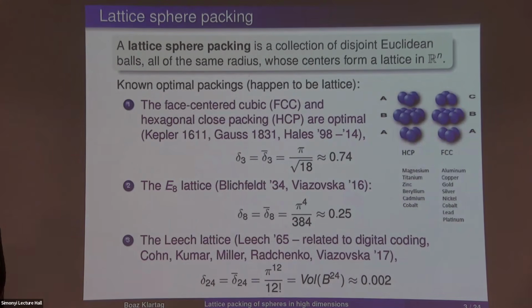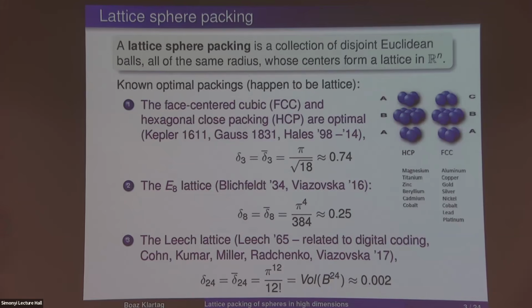And when I say a lattice sphere packing, I mean a sphere packing where this collection of centers form a lattice in R^n. Lattice sphere packings seem to be slightly easier to construct or to analyze than general sphere packings. In particular, in all dimensions where we know the optimal density of a sphere packing, there is a lattice sphere packing which attains this optimal density.